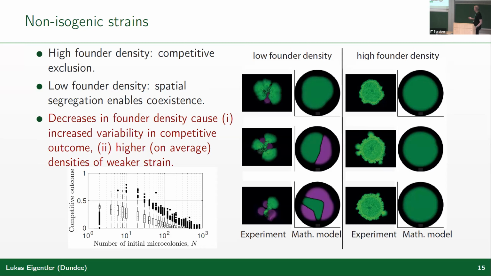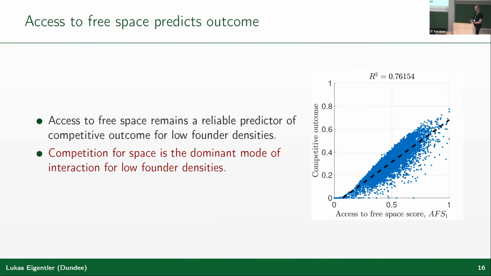And essentially what we saw is that at high founder density, the intrinsically stronger strain always outcompeted the other strain. So clearly at high founder density, the antagonistic interactions were the dominant mode of competition, but at low founder density, we again saw coexistence through segregation and large variability, even though we always started with a 1-to-1 ratio. And so the final question was whether this predictor that we use for isogenic strains was still able to make good predictions, and the answer here was yes.